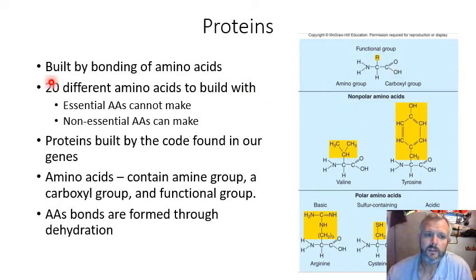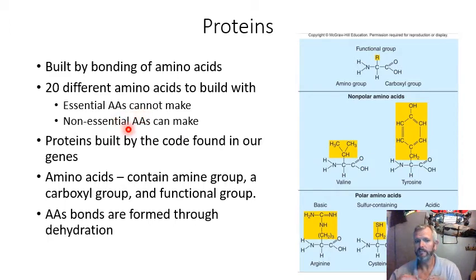Also, one thing to note, you'll hear about essential amino acids and non-essential amino acids. We have 20 different amino acids to build from, and there are essential and non-essential ones. Essential means we have to eat them. We have to get them out of the diet. We cannot make them; we don't have the enzymes to make those amino acids. The non-essentials, we can take other molecules and essentially form these non-essential amino acids.